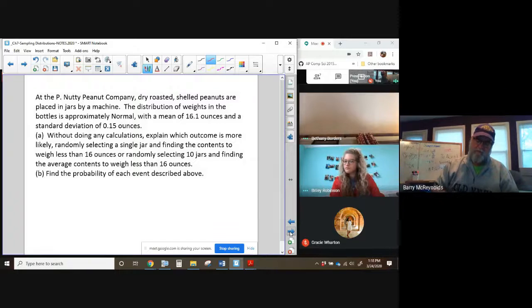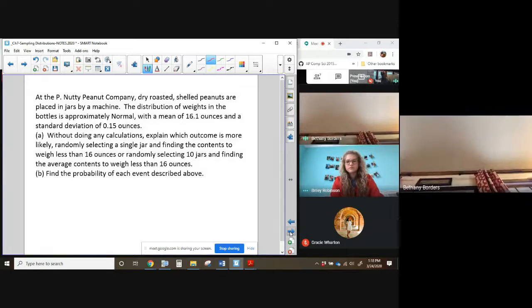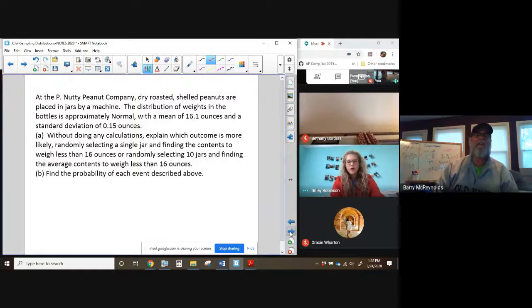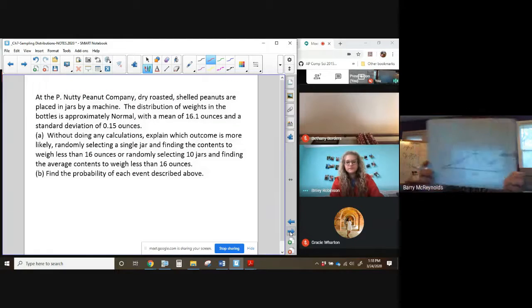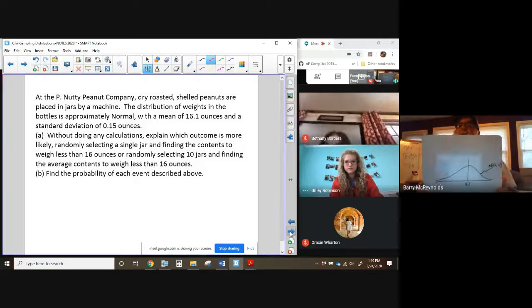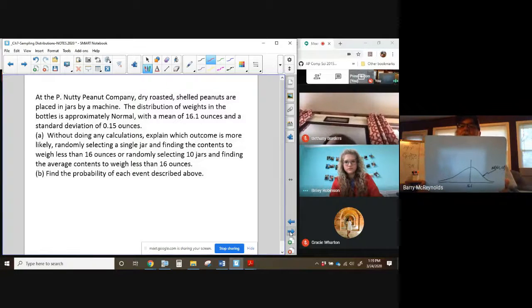Okay, so I've got the population distribution is normally distributed with a mean of 16.1 and a standard deviation of 0.15. So that's what you see here. Normally distributed, I hope you can see that without too much reflection.